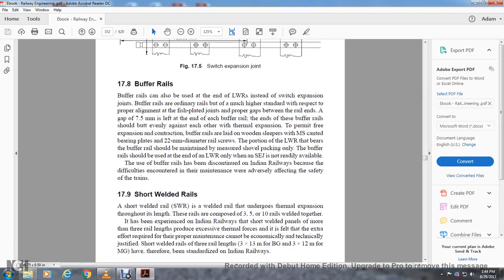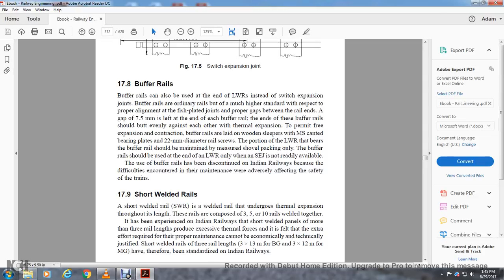17.8 Buffer rail. Buffer rails can also be used at the end of the long welded rail instead of the switch expansion joint. The rails are ordinarily laid in proper line with fishplated joints and a proper gap between the rail joint ends, with a gap of 7.5 millimeters left at each end of the buffer joint. Ends of the buffer rails should be even against each other, to permit free expansion and contraction due to thermal changes.